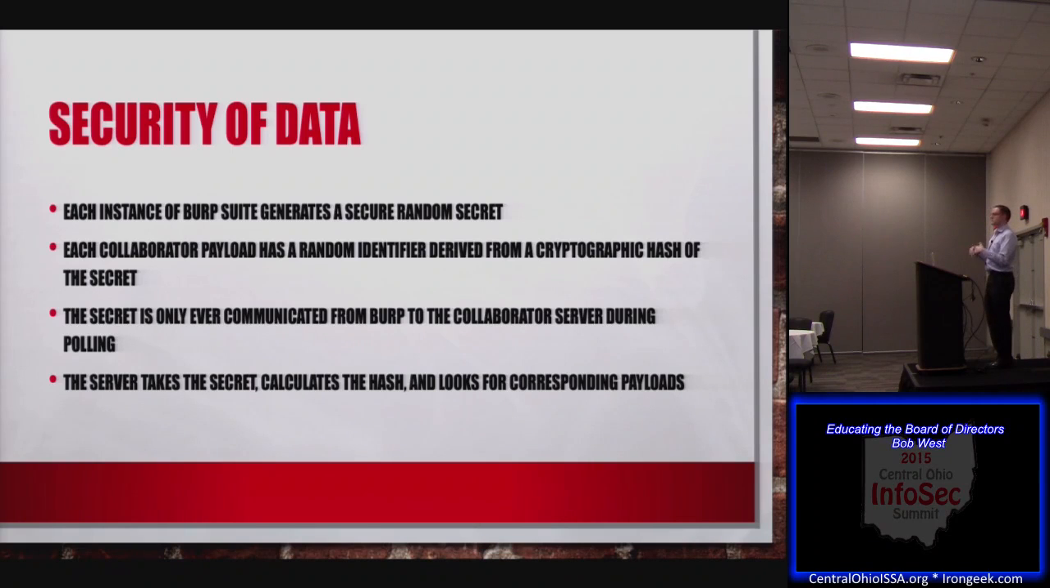So each instance of Burp, when you start it up, generates a secure key. And that secure key is then used with a cryptographic hash and a random identifier with every request. And then when you do the polling, Burp marries those two up and sends a request up to the Burp Collaborator server and says, have you seen anything that has to do with this key? The Collaborator server does its own cryptographic check to match them up, and then only returns back what came from your instance of Burp.